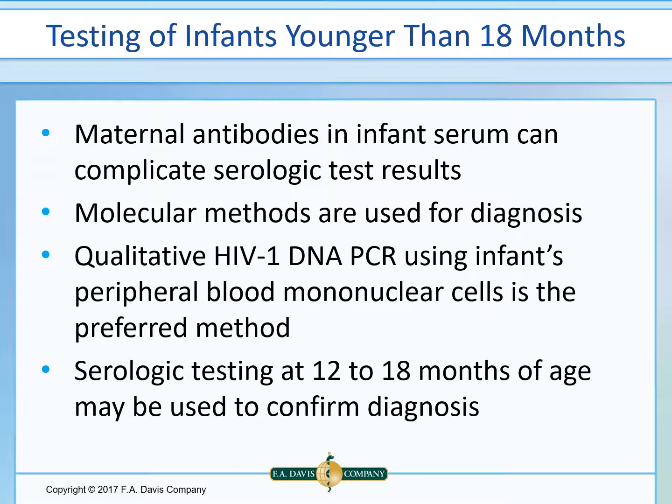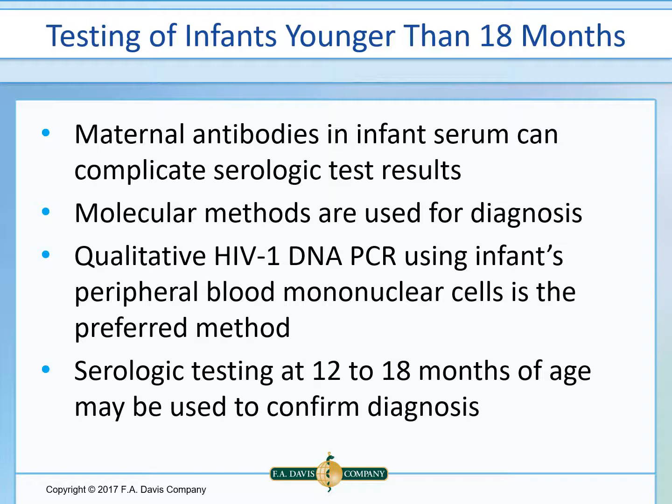The last type of testing we'll discuss in regards to HIV is that of infants younger than 18 months. Remember that IgG can cross the placenta during pregnancy, so maternal antibodies in infant serum can confuse serologic test results. With that, molecular methods are used for diagnosis. Nucleic acid tests for HIV should be performed in infants with known perinatal exposure at 14 to 21 days, again at 1 to 2 months, and then at 4 to 6 months of age. Positive tests should be confirmed by repeat testing on a second sample because false positive results can occur. Qualitative HIV-1 DNA PCR using infants' peripheral blood mononuclear cells is the preferred method.